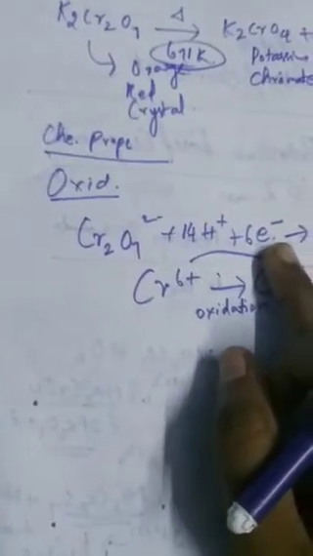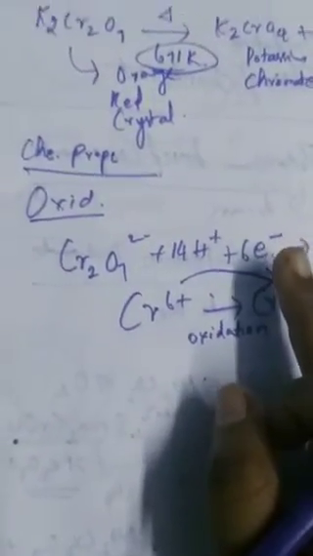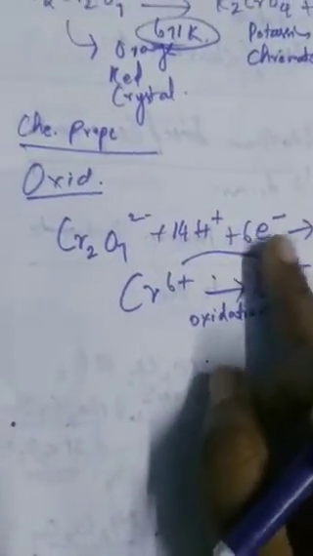Similarly, instead of hydrogen, you can add ferrous. You can give 6 electrons. What kind of reducing agents can you add? Ferrous, iodide, sulfur dioxide, stannous, etc. can be added.